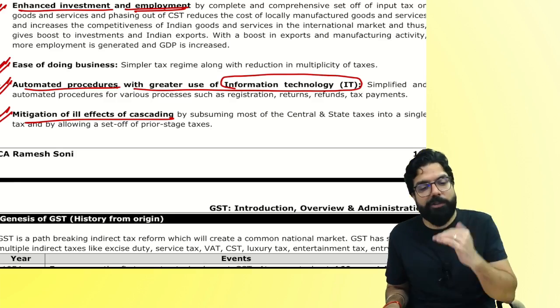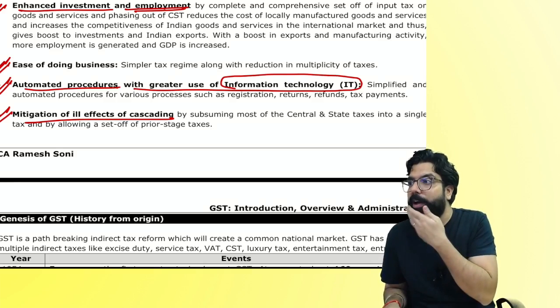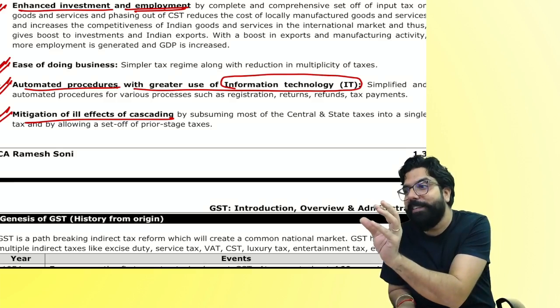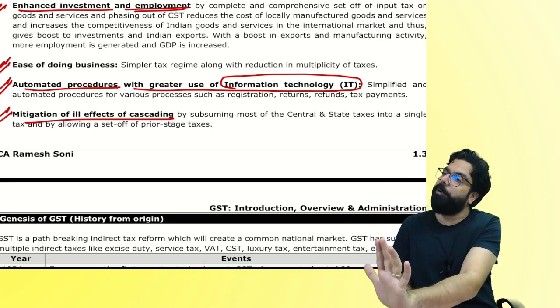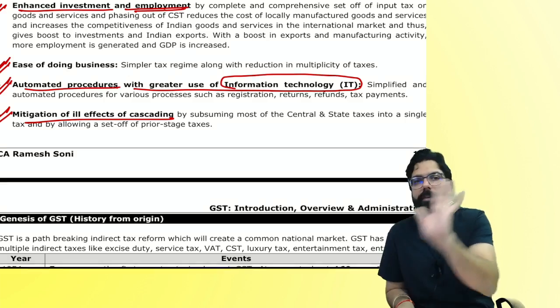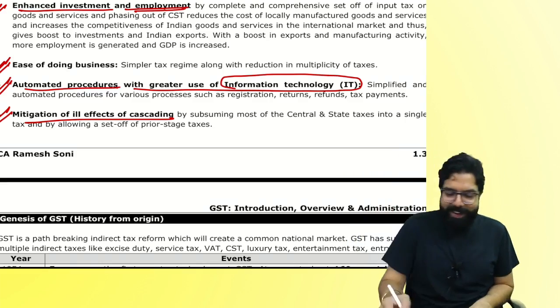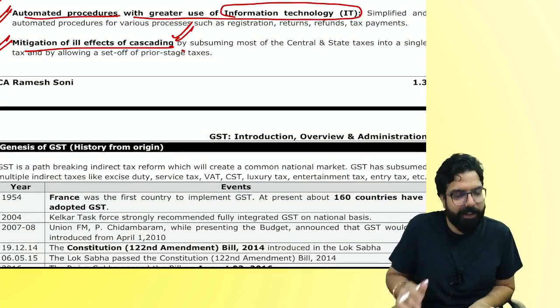Sir, ill effects of cascading. Cascading effect is there or still gone? Louder. Cascading effect, some little is there, but government is saying 99% is gone or still there? Gone. But 99% is a good number. Can I go ahead, everyone? And hence government is saying, cascading effect is gone.